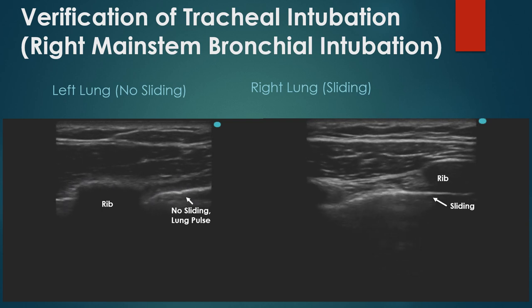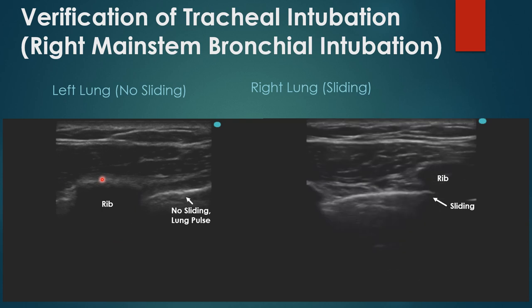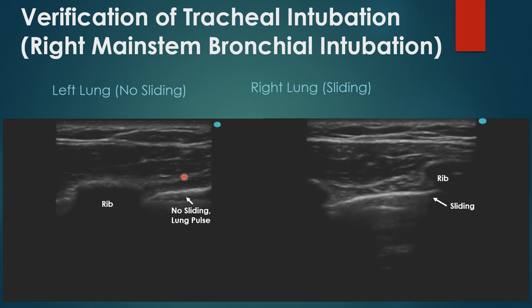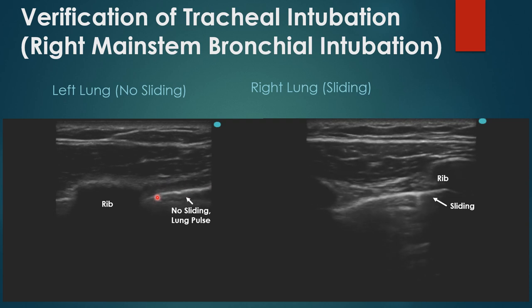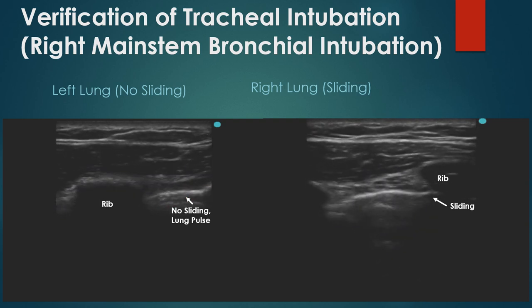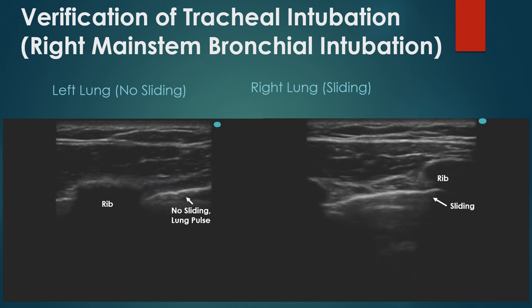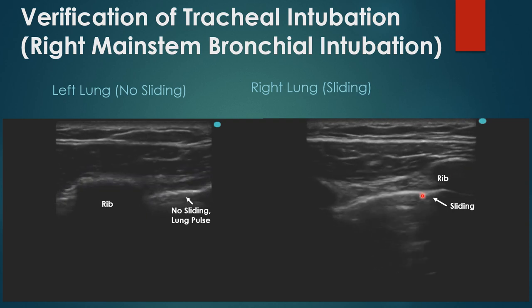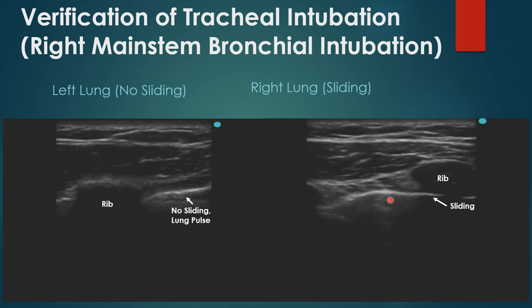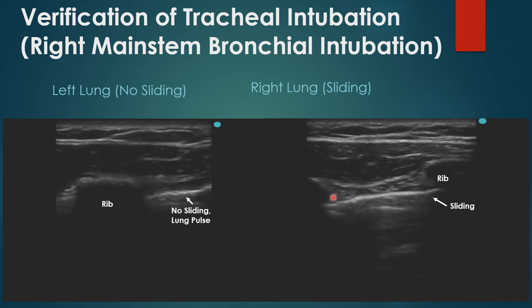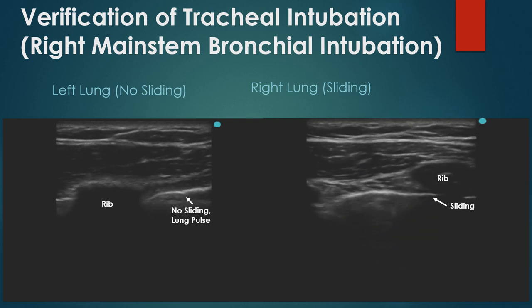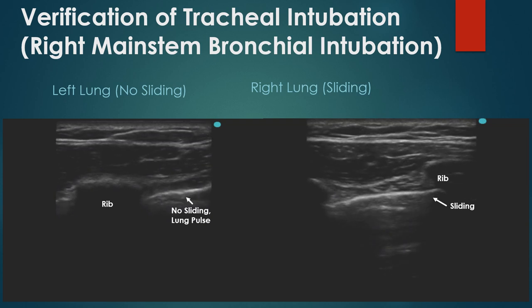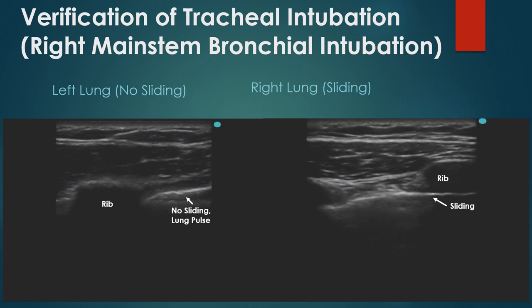You have the left lung over here on the left. You've got a rib, and here is the visceral and parietal pleura. You don't really have any sliding here, any movement, but you do see a pulsation with heart rate. And then over here on the right side, you've got a rib, and you've got some nice sliding up and down the visceral and parietal pleura, which is a nice indication that you do have, in this case, a right mainstem intubation.